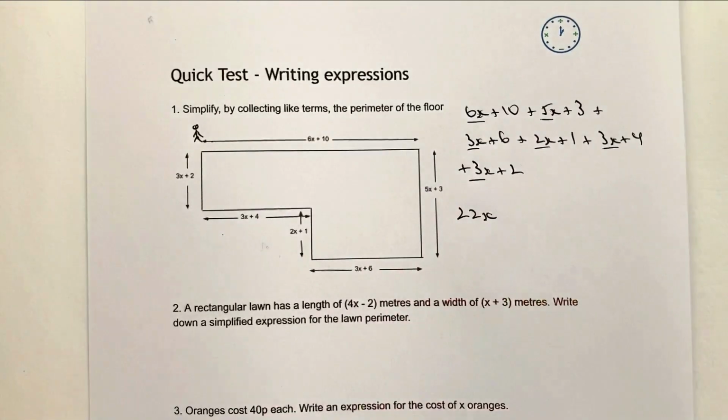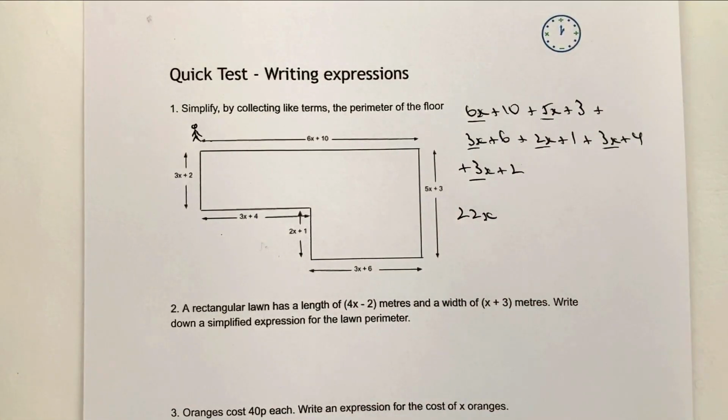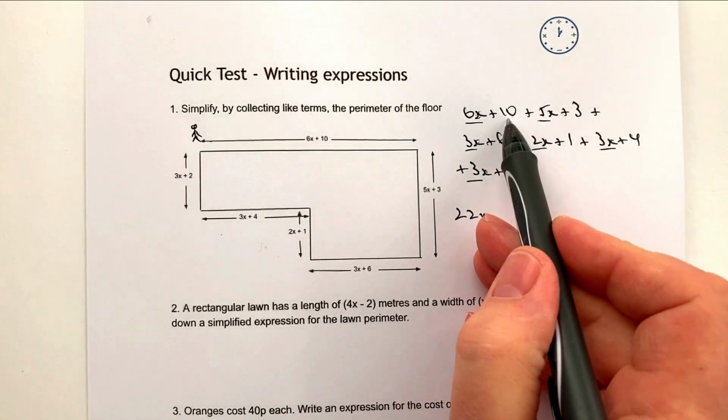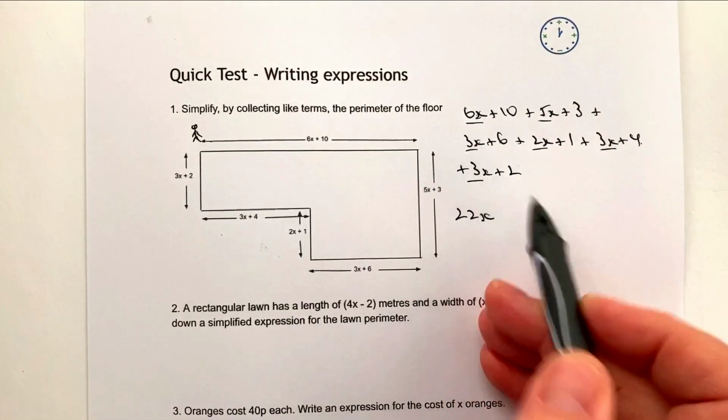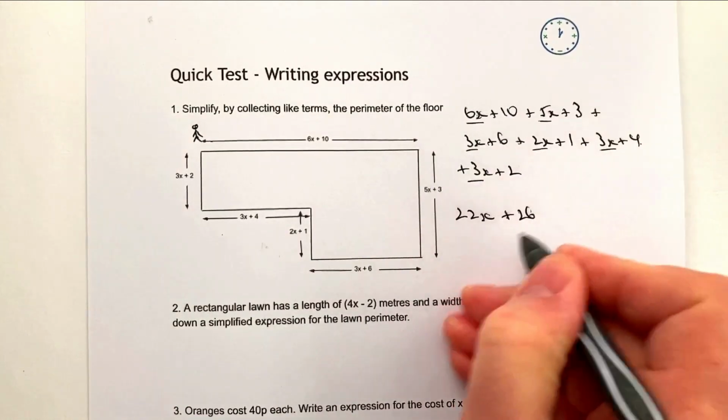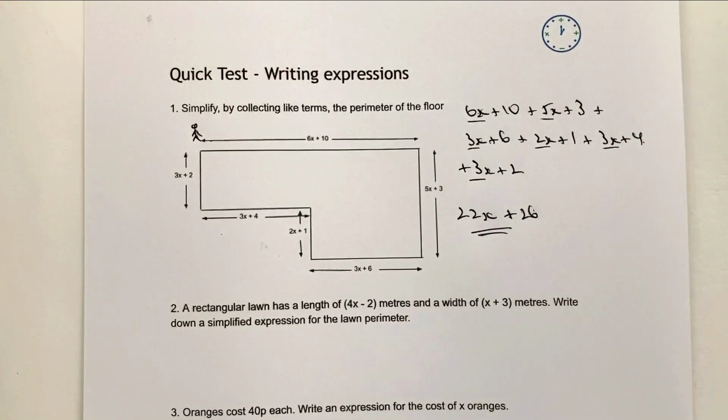So all my x's, I've got 22 of them. And then it's the numbers. I've got 10, 13, 19, 20, 24, plus 2 is plus 26. So that would be the expression 22x plus 26 for the perimeter of this floor.